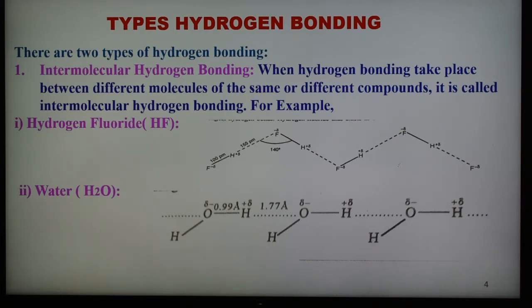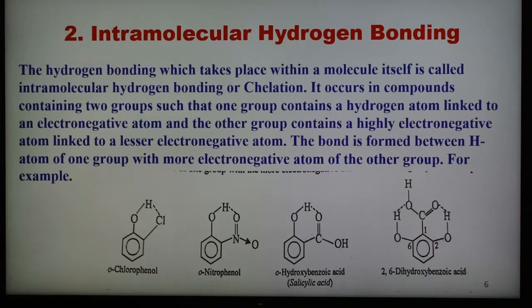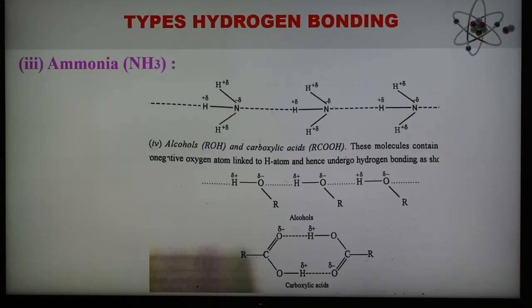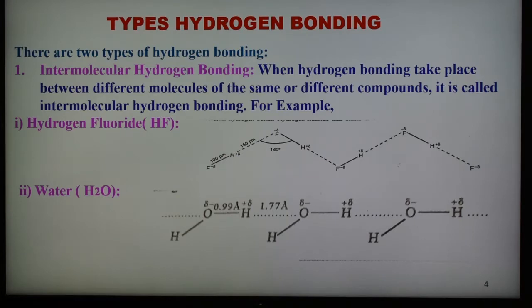Or in short, we can say that intermolecular hydrogen bonding is the hydrogen bond that exists between the atoms of two or more molecules of the same substance. Such type of bonding affects the properties of the compound. So this is called intermolecular hydrogen bonding, and examples are here. Very simple, we can explain.